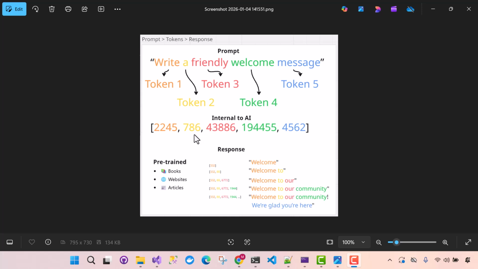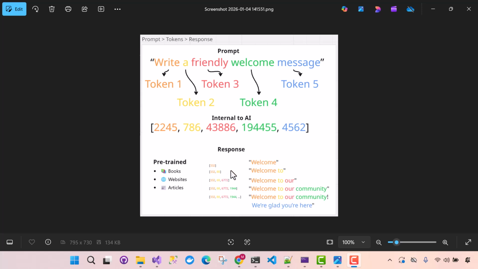Now here's a key part. During the training, the AI was exposed to books, websites, and articles, which were also converted into tokens and numbers. From that data, the AI learned which numbers usually follow other numbers. So when the AI starts responding, it doesn't look up anything. Instead, it predicts the next most likely token number, one step at a time.